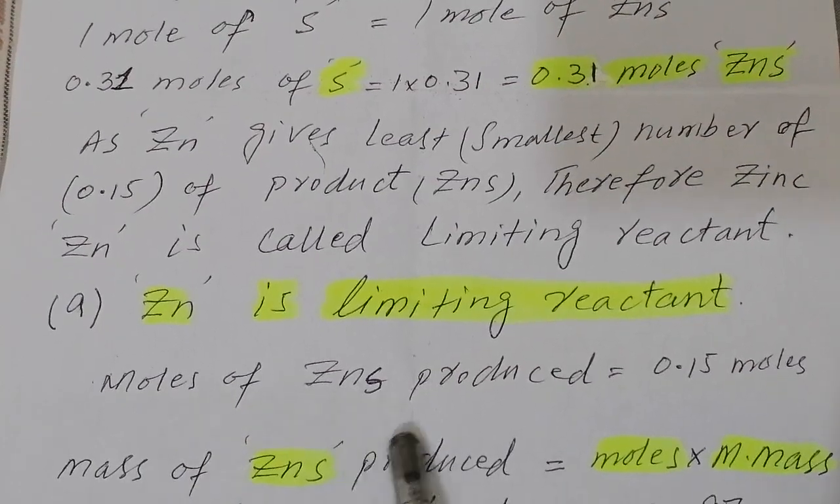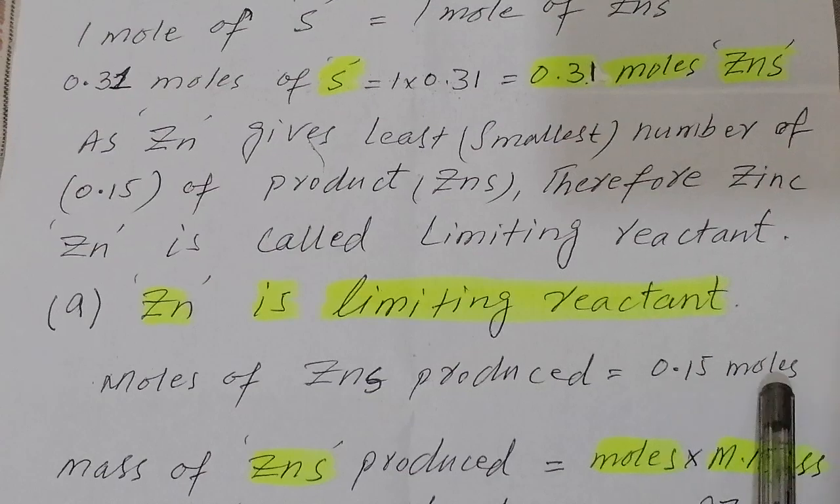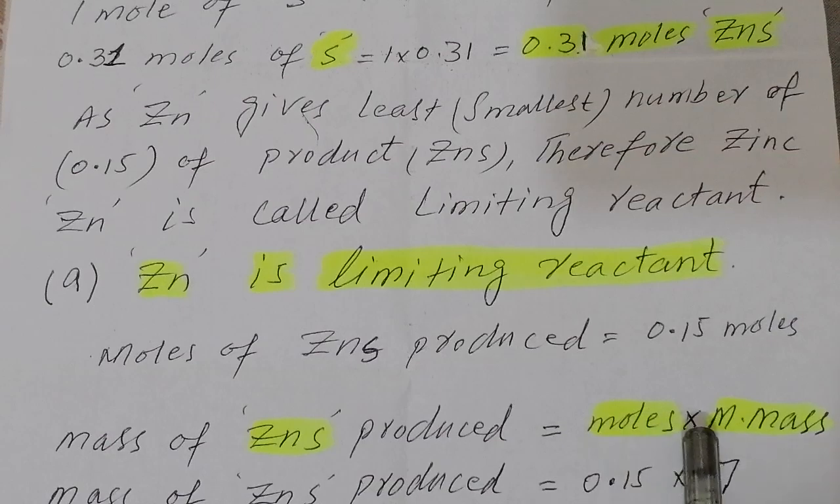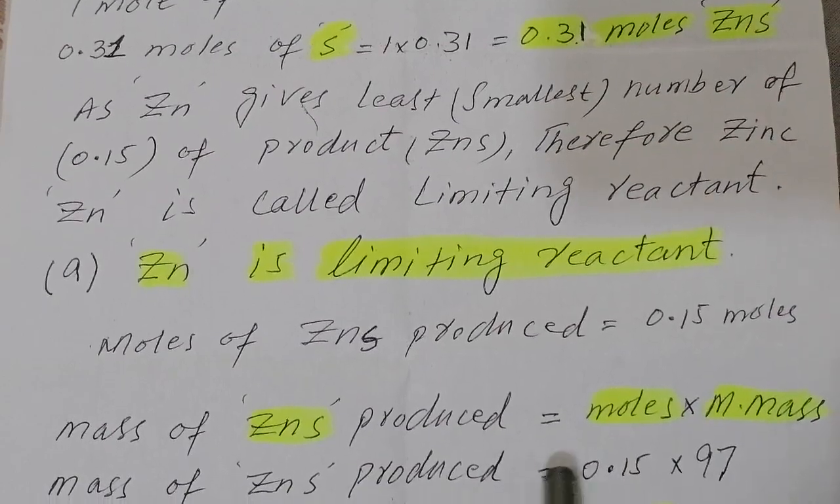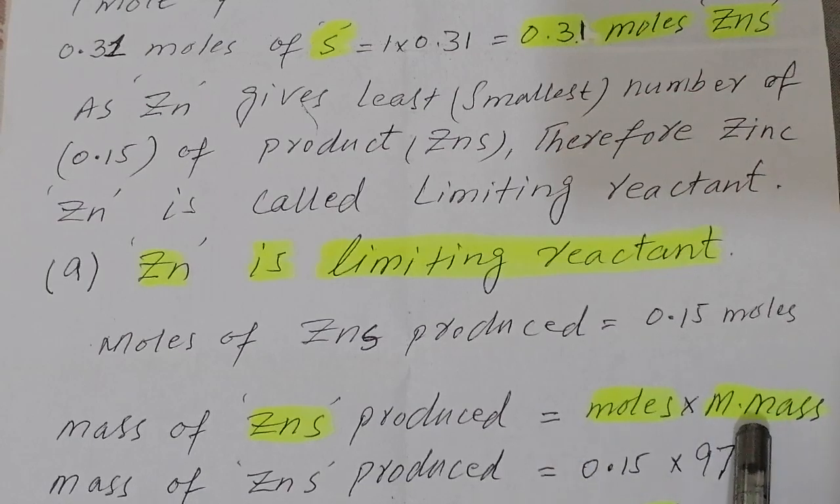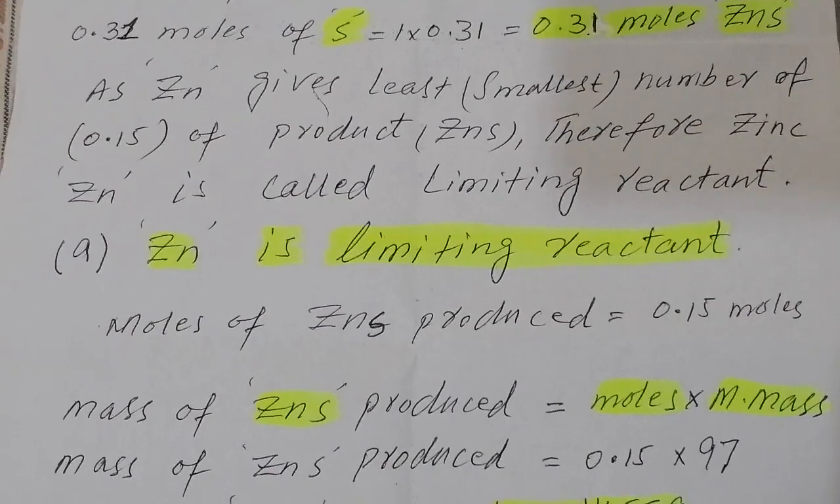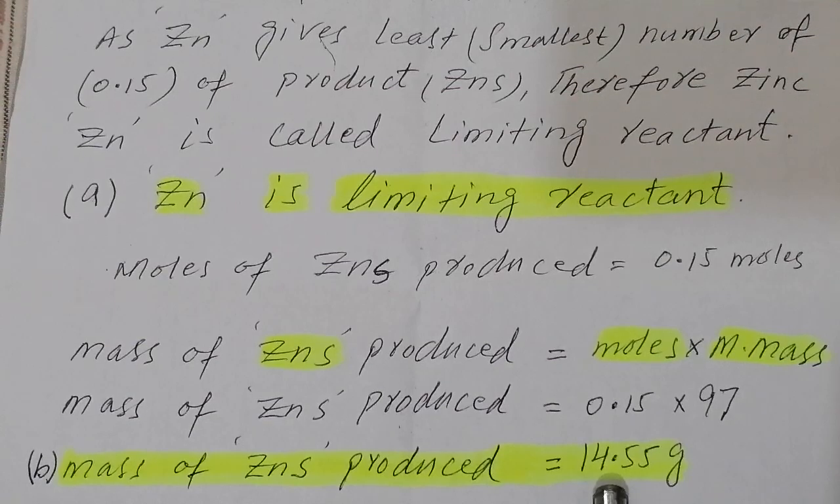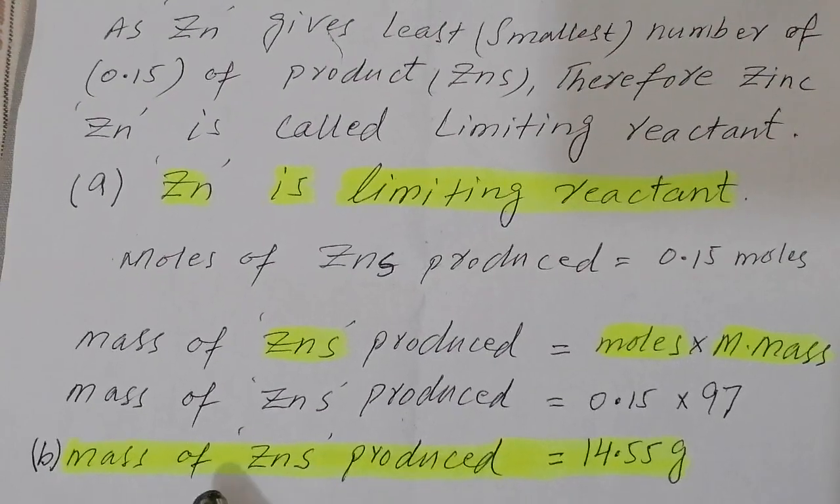We know that moles of zinc sulfide actually produced in the reaction are 0.15 moles. Mass of zinc sulfide produced will be equal to, we will use the formula moles multiplied by molar mass, and then we put the values. We have calculated the moles, which are 0.15, and we have also calculated the molar mass of the compound zinc sulfide, which is 97 gram. After multiplying these two values, we get 14.55 gram. This is the actual amount of product zinc sulfide which will be produced in this reaction if we have 10 gram of zinc and 10 gram of sulfur. And this is the second part, the mass of zinc sulfide produced, 14.55 gram.